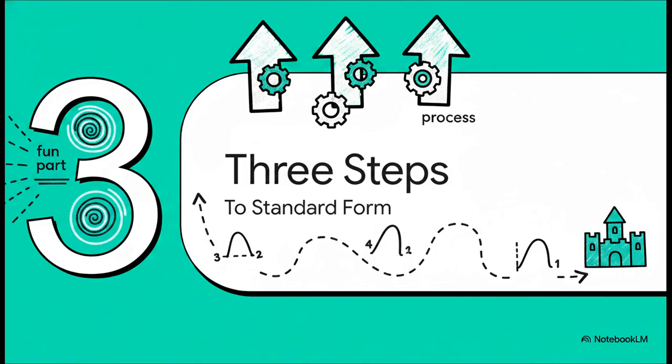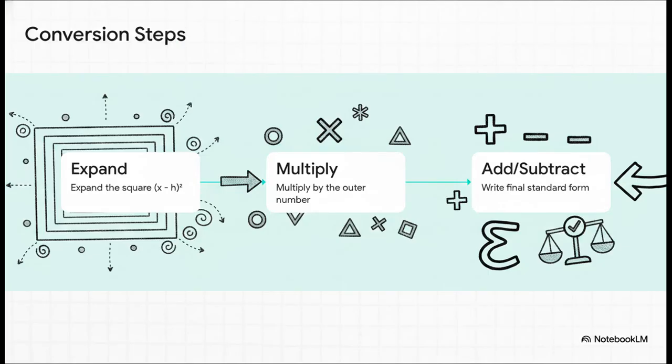Okay, Section 3, 3 steps to standard form. If we just follow 3 simple steps in exact order, we will literally find the right answer every single time. It's a clever little trick. Step 1, expand the square. That just means taking the part in parentheses, like x minus h squared, and multiplying it out. Step 2, multiply that expanded expression by whatever number is hanging out outside the parentheses. Step 3, add or subtract the final number at the very end to get our beautiful final equation, y equals ax squared plus bx plus c. Super orderly and totally manageable.